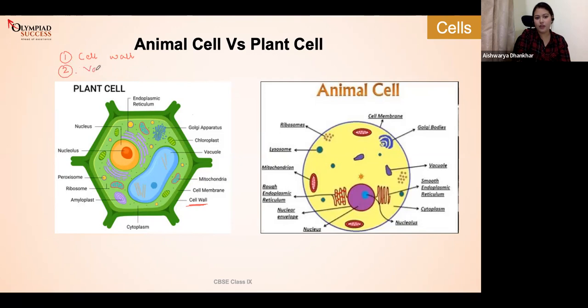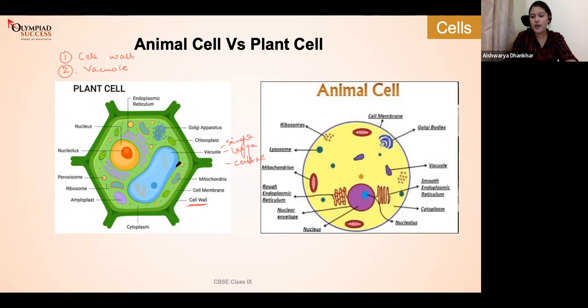Second is a vacuole. Now vacuole is something that is present in both. So if you see, there is a vacuole here, as well as you can see a vacuole in the animal cell as well, right? However, vacuole in a plant cell is usually single. There's one vacuole. It is large. It is usually located in the center. Why? Yes, absolutely correct, Khyati. There are multiple vacuoles in animal cell, however, only one vacuole in plant cell.